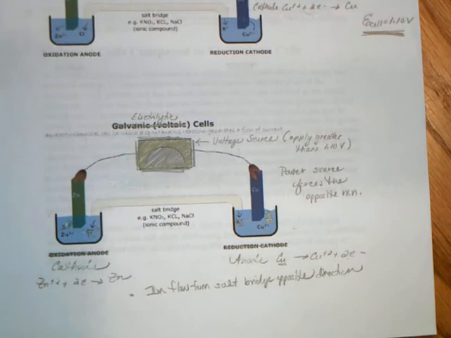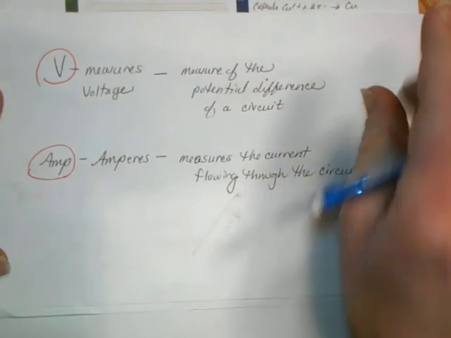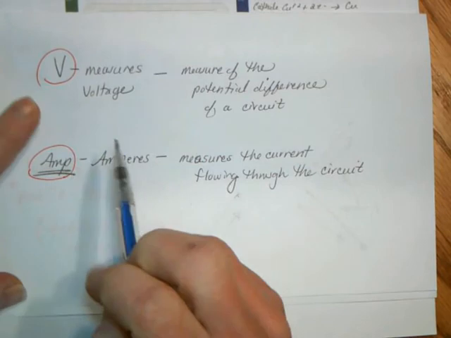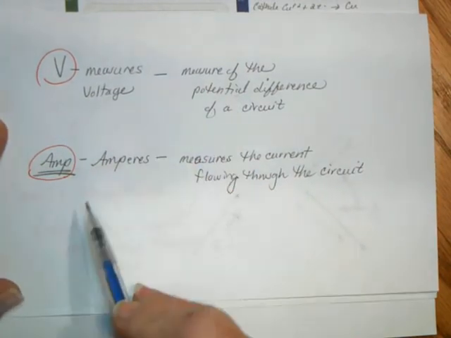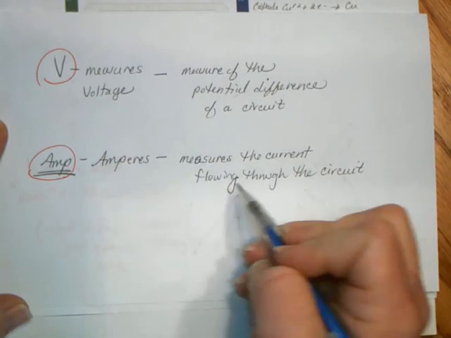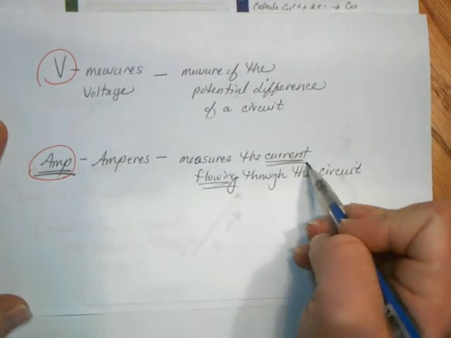We've been working with voltages. Well, now we're going to get an electrochem term, an amp. A volt measures the potential difference. An amp measures the flow of the current.